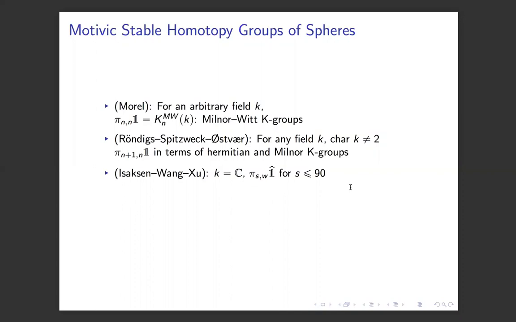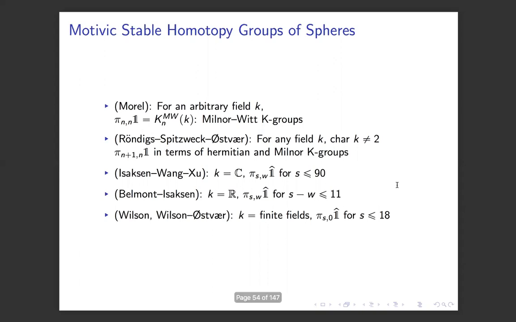the field C. And for the field R, there are recent results by Beaumont and Isaacson, and probably also Guillou, who computed the first 11 Mahowald weight stems, as in the differentials, for the two-complete sphere. And I think they now actually have a larger range than this one. And also work by Glynn Wilson and Wilson Østvær when K is a finite field.